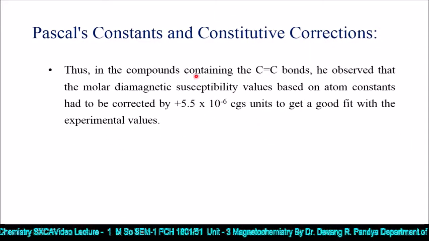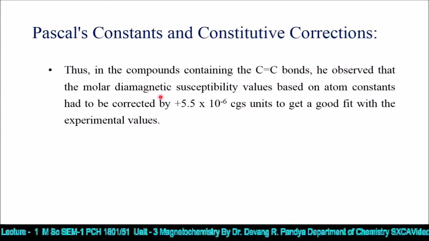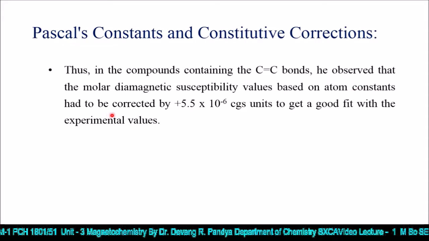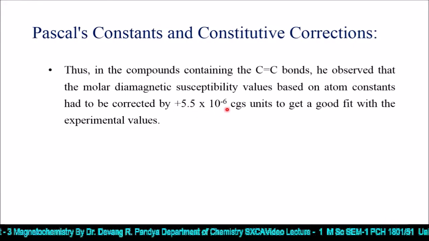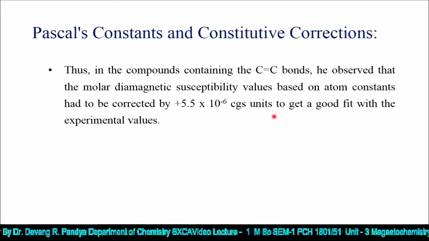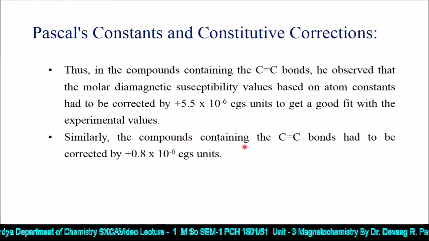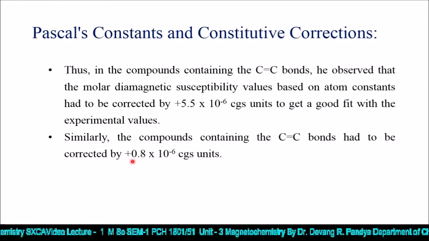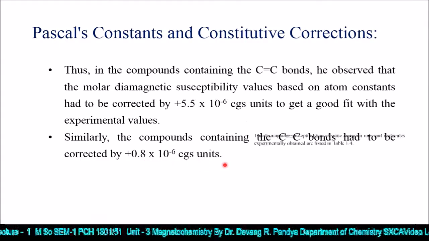Thus, in a compound containing a carbon-carbon double bond, he observed that the molar diamagnetic susceptibility value based on atom constants had to be corrected by plus 5.5 into 10 raised to minus 6 CGS units to get a good fit with the experimental values. Similarly, the compound containing C double bond C bonds had to be corrected by plus 0.8 into 10 raised to minus 6 CGS units.